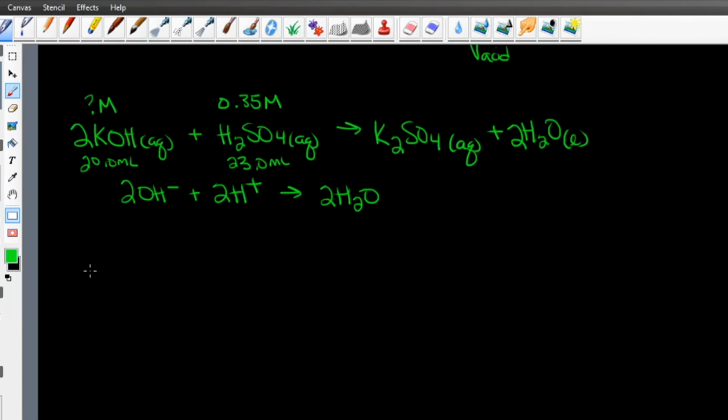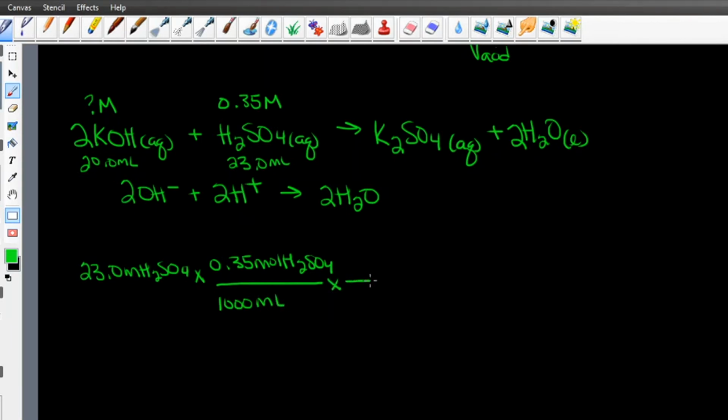Start with the thing you have the most information about, which would be the acid. So we know that we have 23 milliliters of H2SO4. I know the molarity of it. Just going to put it over 1,000 mils. Then the mole ratio between my acid and my base.